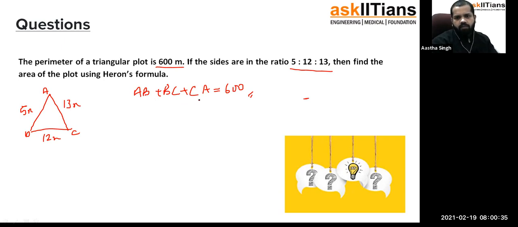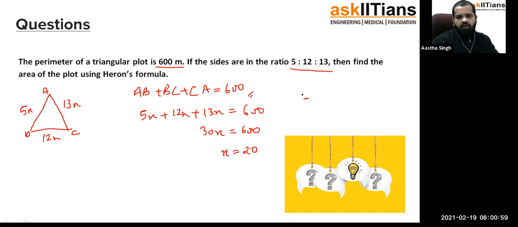Now AB plus BC plus CA is equal to 600. AB will be 5x, BC will be 12x, and CA will be 13x, right, is equal to 600. 12 and 13 is 25, plus 5, 30x. 30x is equal to 600, right? So x will be equal to 20. If x is 20, what will be one side? One side will be 5x, which is 5 into 20, that is 100.